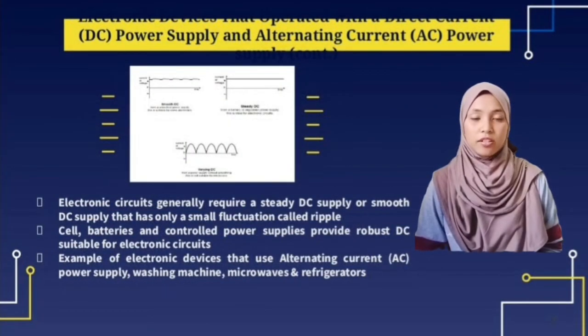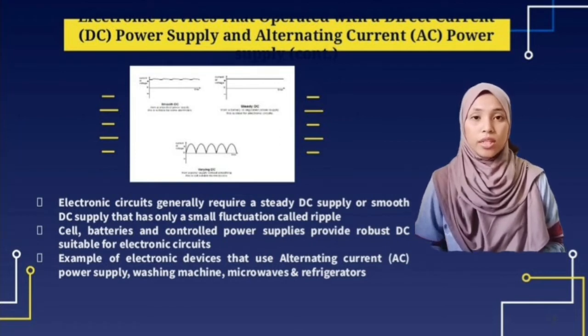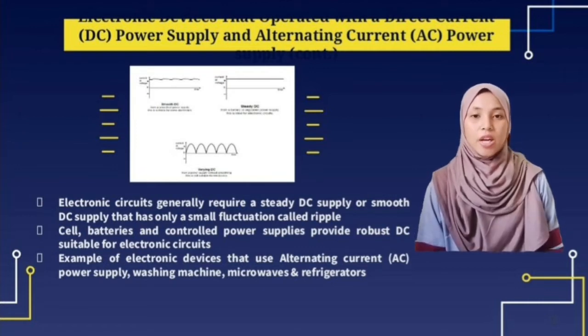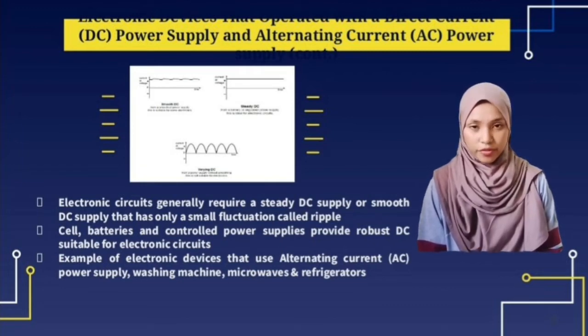Electronic circuits generally require a steady DC power supply, or smooth DC power supply, that has only a small fluctuation called ripple. Cells, batteries, and control power supplies provide robust direct current suitable for electronic circuits. Examples of electronic devices that use an alternating current power supply are the washing machine, microwave, and refrigerator.